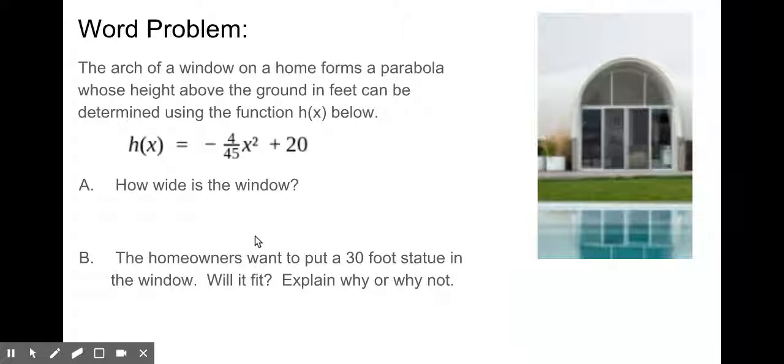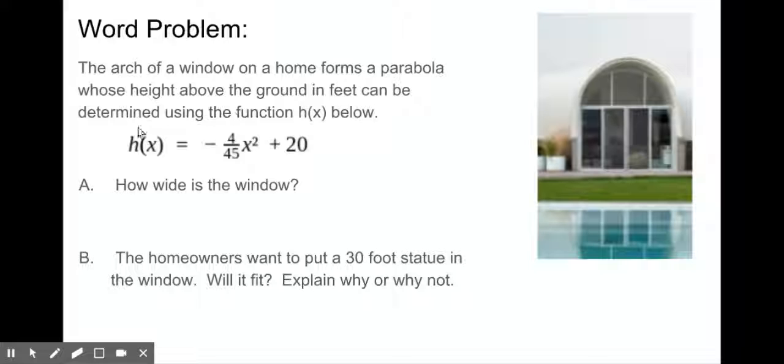So we're going to look at a word problem together, and then you're going to do a couple by yourself to see if you understand it. Here's our first word problem. This is on your worksheet as well. The arc of a window of a home forms a parabola, whose height above the ground in feet can be determined using this function right here.